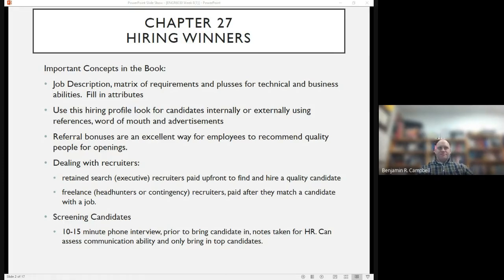So the first step is really developing the job description, figuring out what you're looking for in a candidate for a sales engineering position. In drafting the job description, a handy thing to do is make a matrix of requirements. And you think about the technical and the business abilities that you're looking for in the candidate.